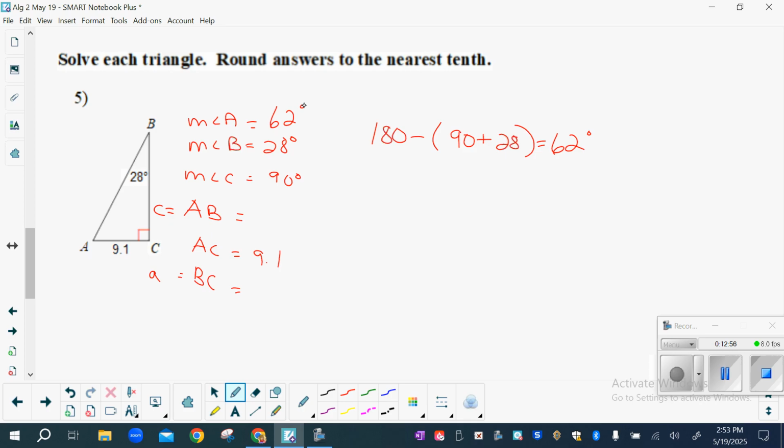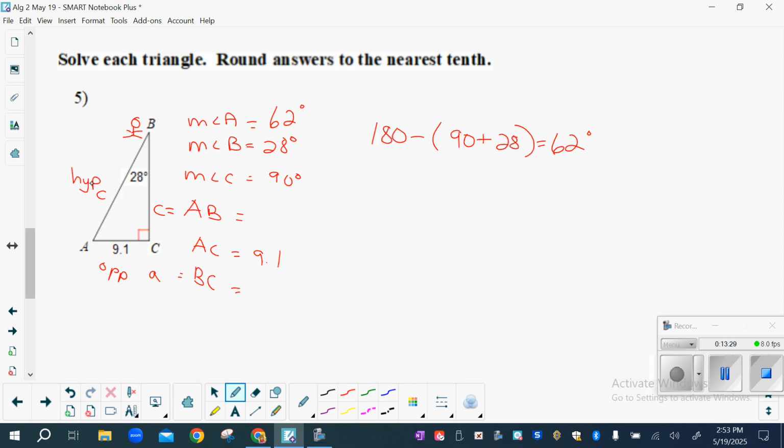Okay, so how might we find side AB? Say we want to find this side here. We'll call it little c. How might we find that side? Let's say we use the 28 degrees. What is 9.1 in relationship to the 28? Opposite. What is the C? Hypotenuse.